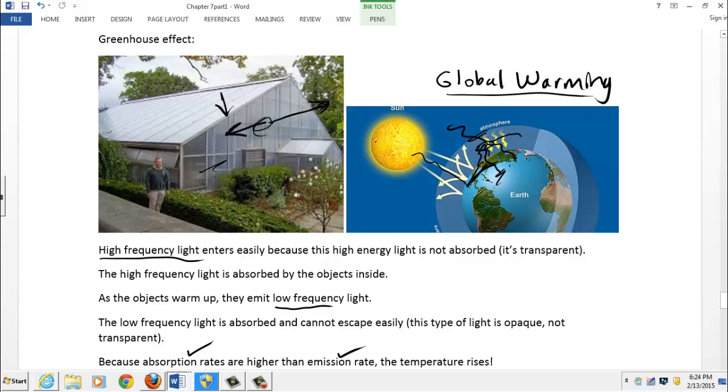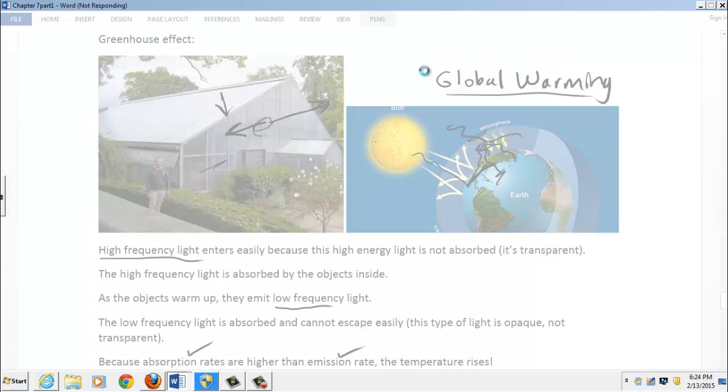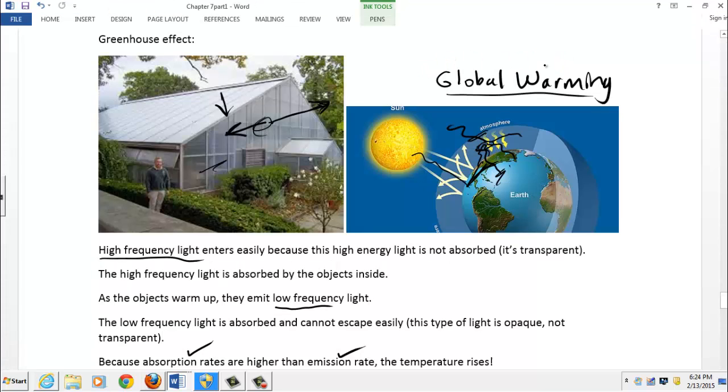The controversy is, how much is the planet's surface warming up over time? What is the global warming effect? And so that's something we can talk about in class.